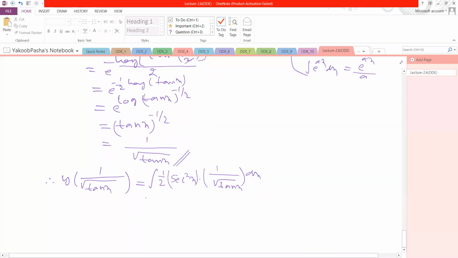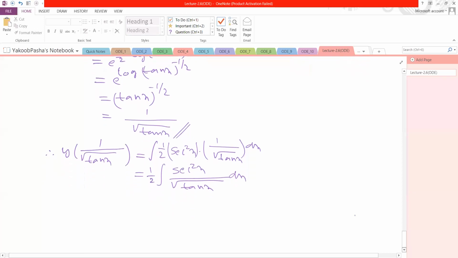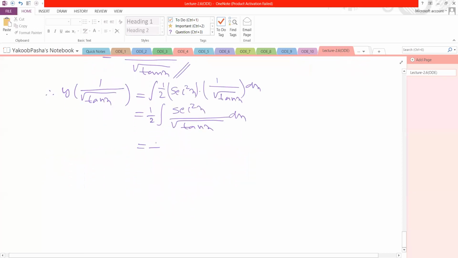Now we can write this as 1 by 2 integration of secant square x by root tan x dx. For our convenience, I am writing this; no need to write the step. Now this is equal to 1 by 2. It is a formula: integration of f dash x by root fx is equal to 2 root fx, that is 2 root tan x. So 2 will be cancelled.